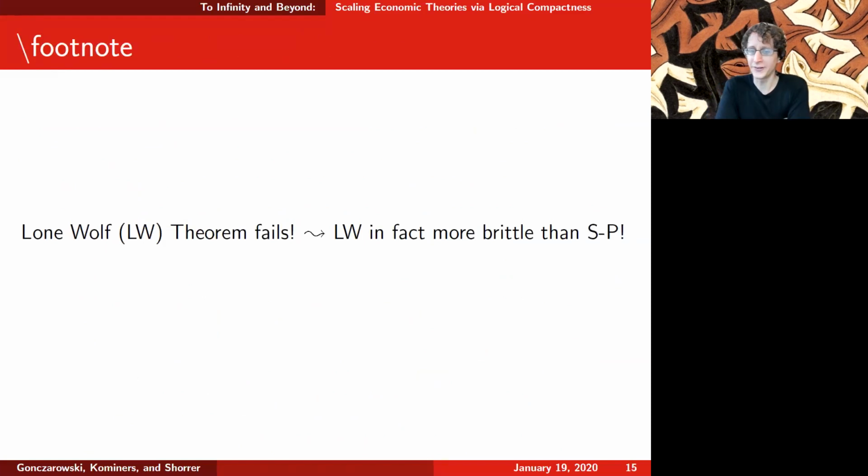Okay, footnote. I mentioned already the lone wolf theorem actually fails in this infinite market model. This is a little wacky, because in finite markets we usually prove strategy proofness by way of the lone wolf theorem. And this shows that in some sense, the lone wolf theorem is more brittle than the strategy proofness result. The strategy proofness result is somehow more canonical, it lifts to the infinite market, whereas the lone wolf theorem does not.